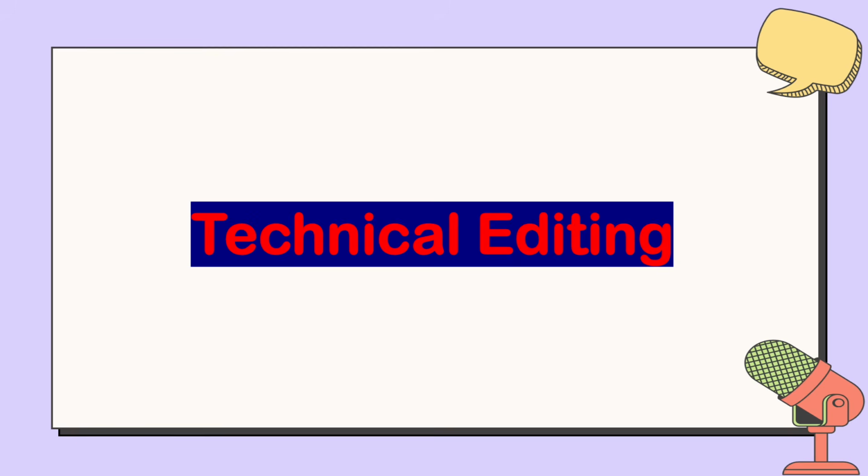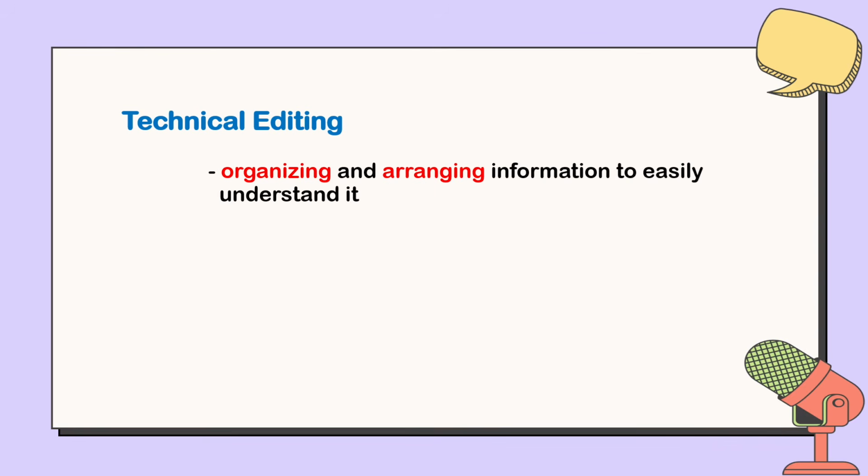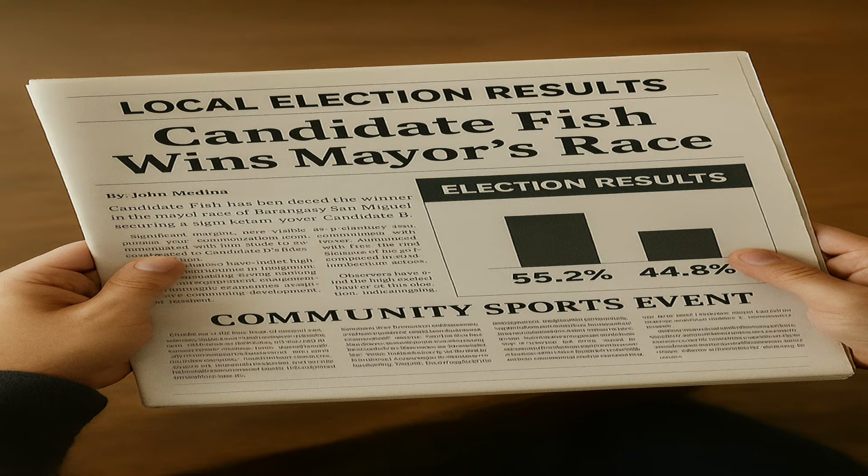So let's dive into technical editing. This might sound like a tough term, but all it really means is organizing and arranging information so that we can easily understand it. Imagine you are reading a news report about who won the election in your area. If the report is well organized with headings and a chart showing the election outcome, you can easily follow the story.